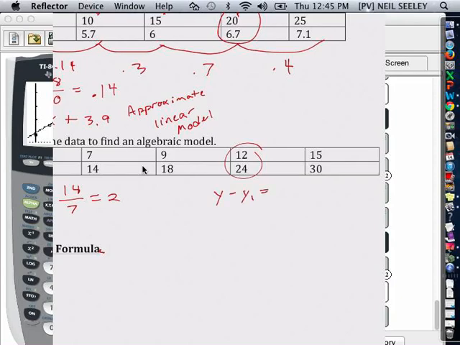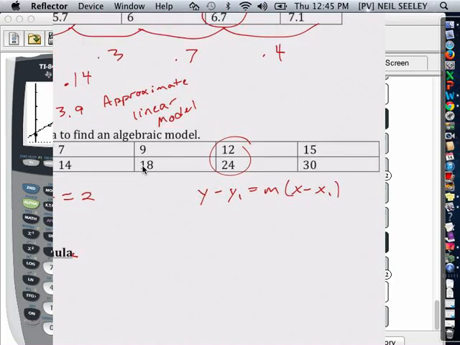See if this sounds familiar. I'll tell you where it comes from. That thing, this is called point slope form. Let me make this a little bit bigger. So this is point slope form.